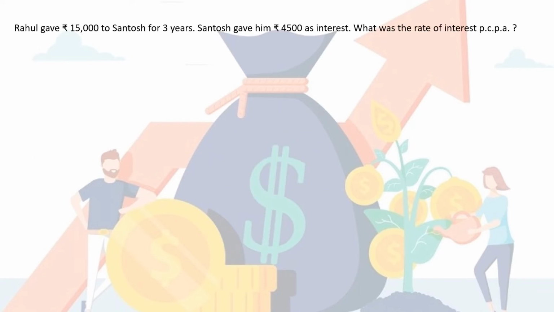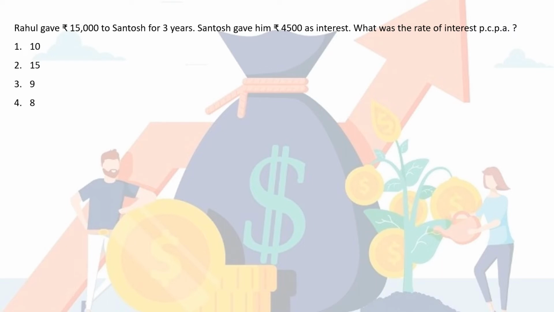Next question here you have is Rahul gave 15,000 to Santosh for 3 years. Santosh gave him rupees 4,500 as interest. What was the rate of interest % per annum? Now again, you just need to know the formula. Simple interest is equal to P into R into T upon 100. The options are 10, 15, 9 or 8.